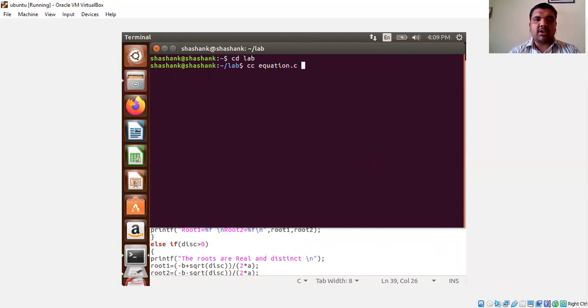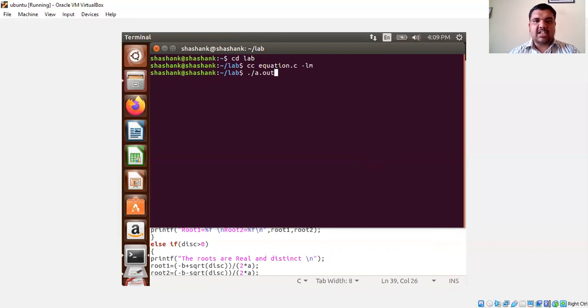Here one important rule of thumb you need to remember. Here we have made use of the header file math.h. So that means if your program is containing any mathematical libraries, then you need to continue with using the command -lm. Then press enter. Okay, so no errors. So ./a.out.